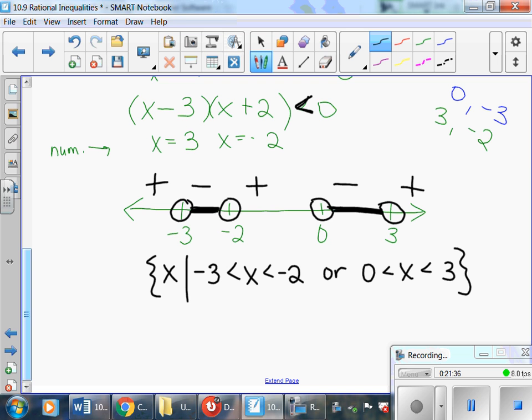And you know what? I wouldn't even try to do this in interval notation because I think it would be too complicated, but I think you can still do it. It could be -3 to -2, all union, 0 to 3. See, it wasn't as bad as I thought. So either one of those would be acceptable.